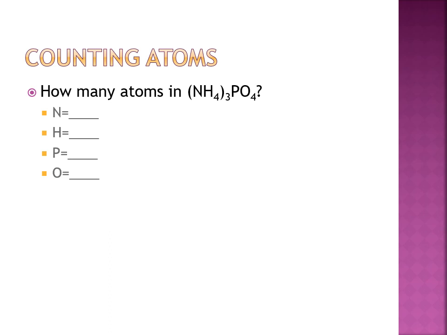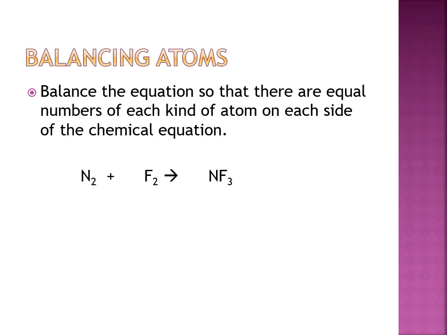All right, hopefully you figured out that there are 3 nitrogens, and 3 times 4 makes 12 hydrogens. There's only 1 lonely phosphorus, and then there are 4 oxygens. So using that little skill, we're going to go ahead and start balancing some equations.